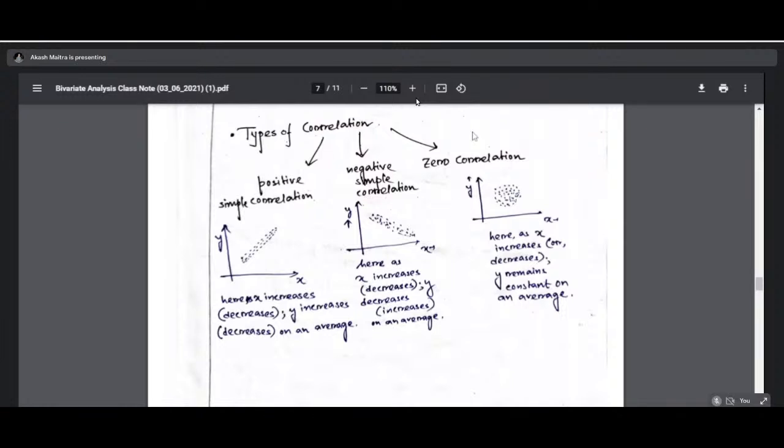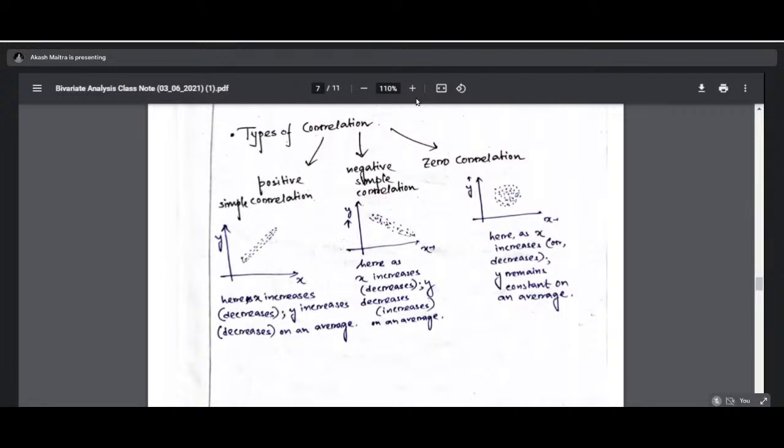So in the next example, negative simple correlation, that means there is an enmity between two variables. That is, if x increases, y will decrease, and if y increases, then x will decrease. That is in general. That does not mean all those x's having more value, y will have less value.